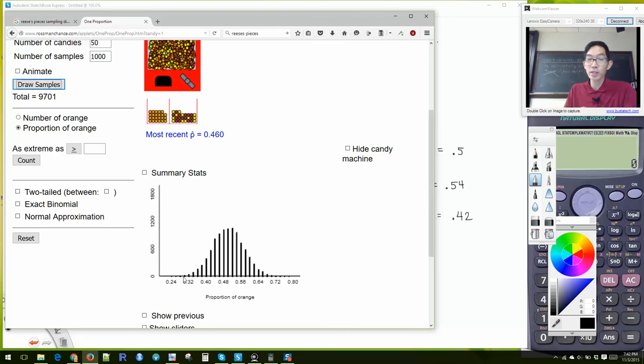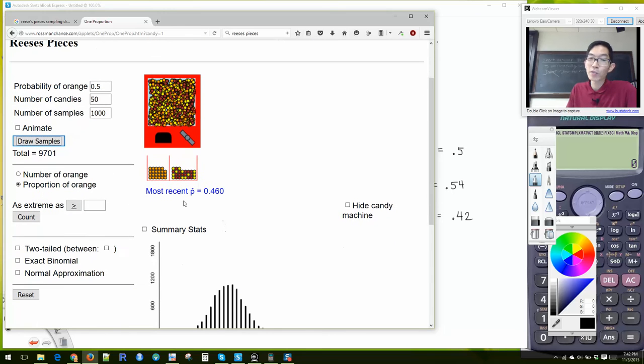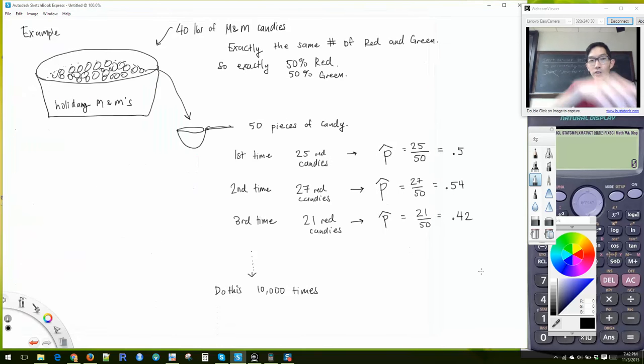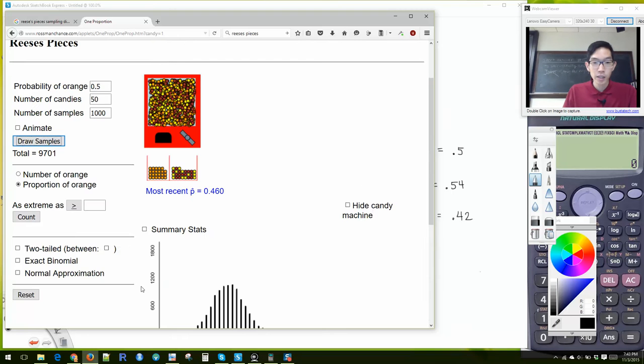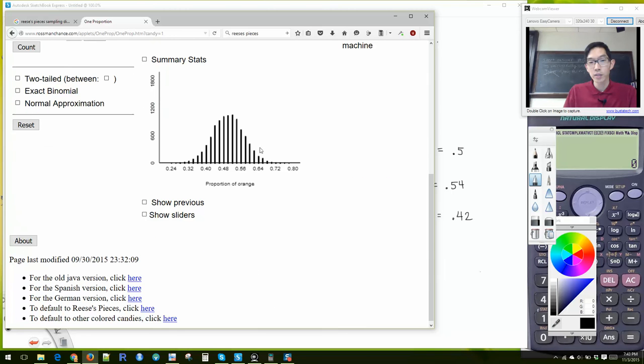In our sample, we've never gotten one where all of them are red, or a single sample where none of them were red, okay? And we would expect that if we're stirring up this thing and drawing 50 pieces of candy at random, we would never expect one of our samples to be completely one color, right? So that never happened. And what we see is we get this normal looking shape, okay?